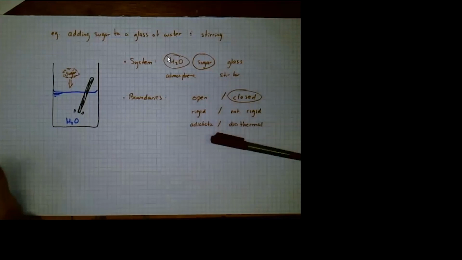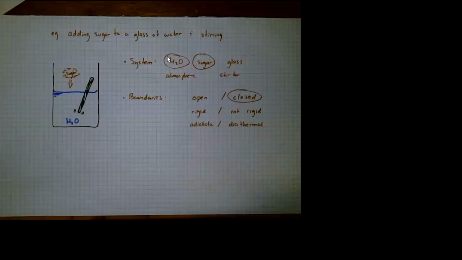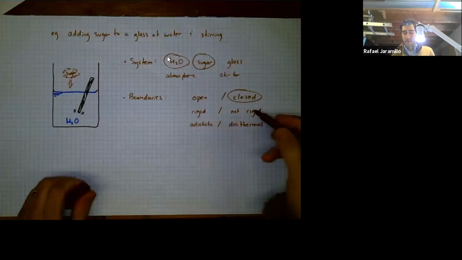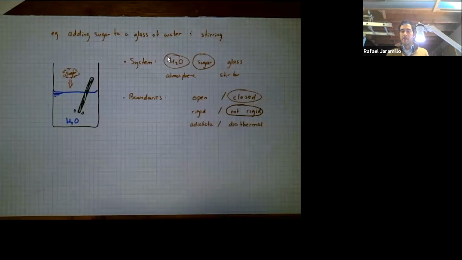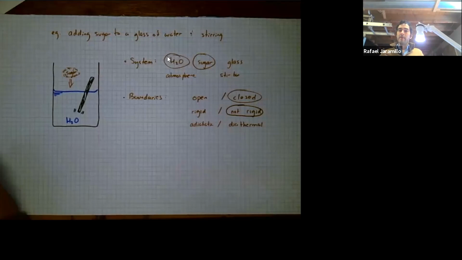Maybe not rigid, since the top is not like a hard solid surface. Okay, good. So the top, not rigid. That's what I would choose too. Let's talk a little bit more about what that means. It means that the volume can change. The volume is free to change, right? That's what was said there. The top is not a hard surface.